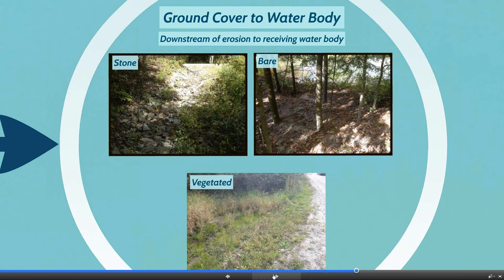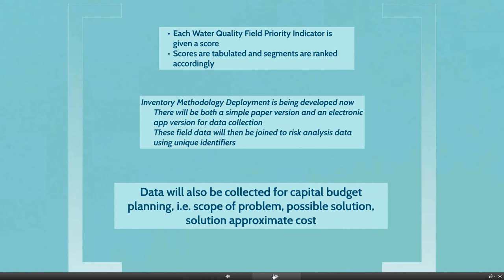And so we're working on that right now as far as streamlining that assessment, working on the methodology to actually inventory these sites. We're looking right now at potentially developing a simple paper version or an electronic application that could be used by people that have a smartphone, potentially with GPS. We're looking at options that would work for everybody.